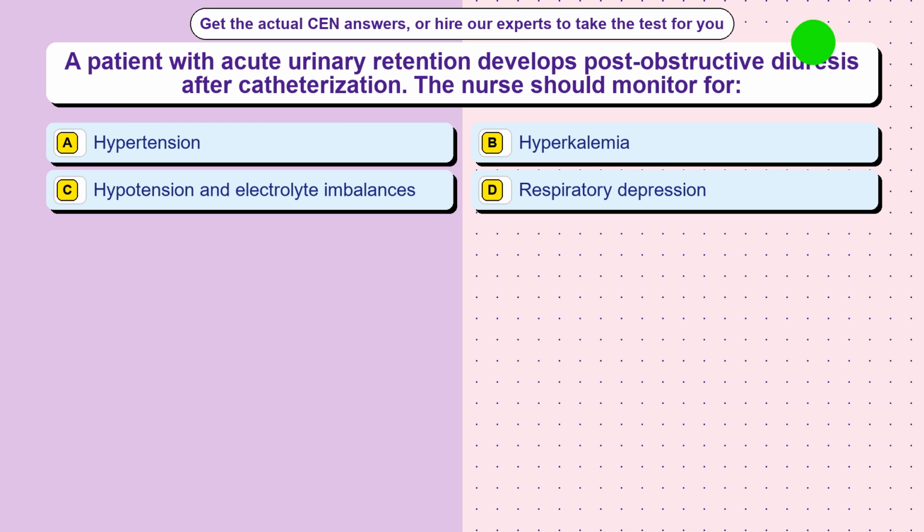Question 7. A patient with acute urinary retention develops post-obstructive diuresis after catheterization. The nurse should monitor for: Option A. Hypertension. Option B. Hyperkalemia. Option C. Hypotension and electrolyte imbalances. Option D. Respiratory depression.